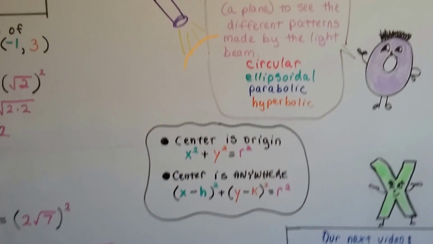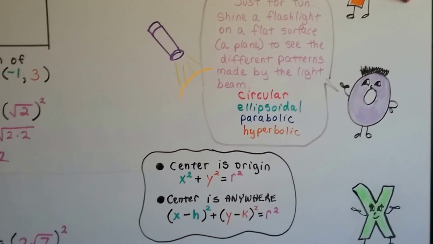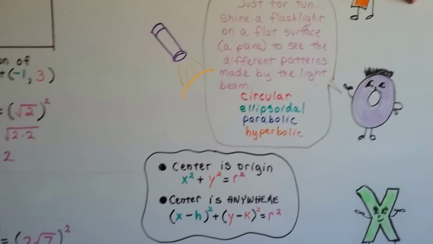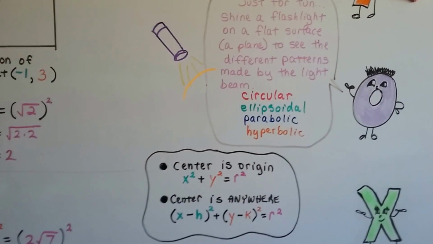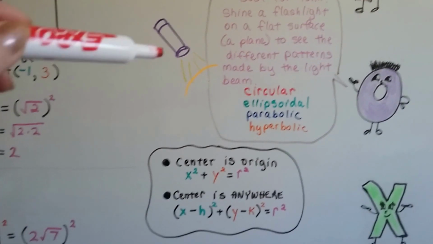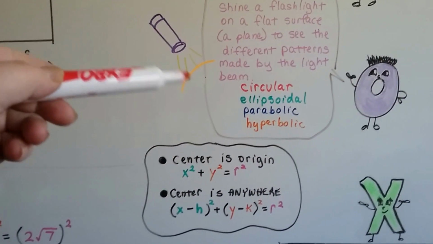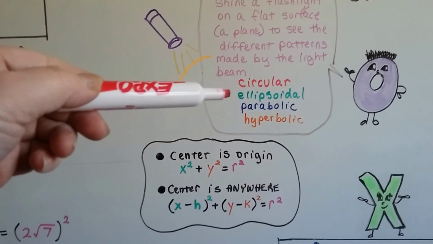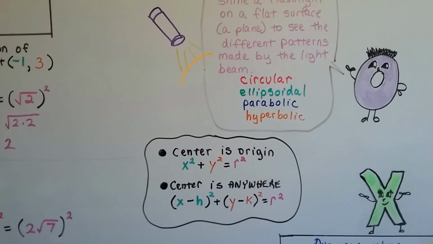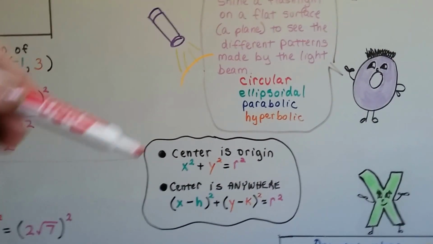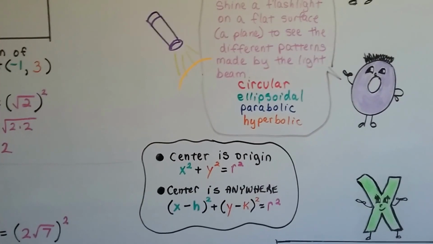Now, just for fun, get a flashlight. And on a flat surface, a plane, see the different patterns made by that flashlight beam. Depending on the angle that you aim the flashlight, you're going to get beams that are circular, ellipsoidal, parabolic, or hyperbolic. And they'll change depending on the angle. Isn't that cool?